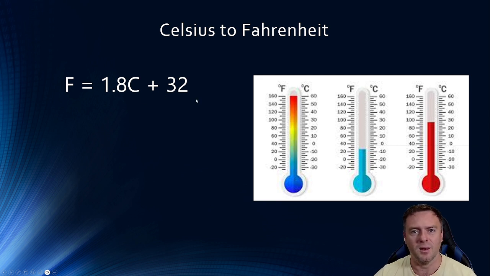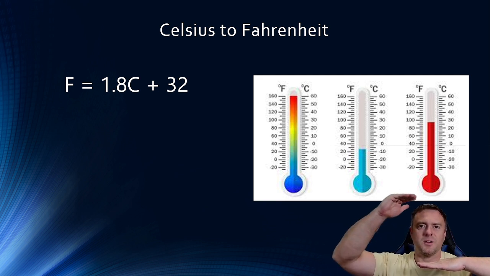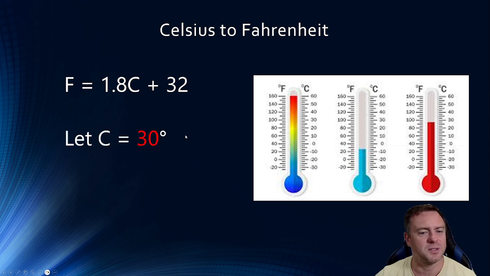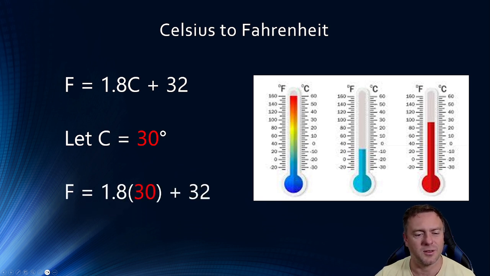Anyone that uses the metric system uses Celsius, where 0 degrees represents freezing point and 100 degrees represents boiling point. It's a little bit different in Fahrenheit, but you can pretty much see how that plays out. So if we let Celsius equal 30 degrees, which is like a hot summer's day, and change it into Fahrenheit, you do 1.8 times the 30 plus the 32, and then you get 86 degrees, which is quite hot.